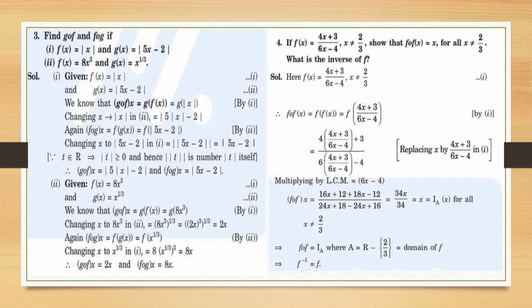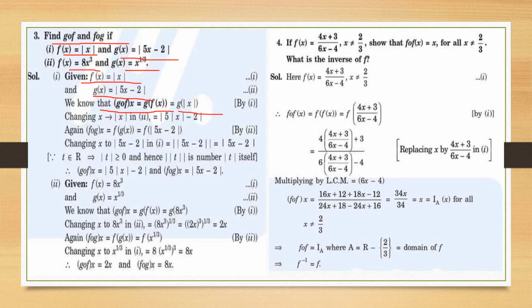Question number 3 is find g∘f and f∘g if f(x) is mod x, g(x) is mod of 5x minus 2. And similarly for the second case, f(x) is 8x cube, g(x) is x raised to power 1/3. So f(x) is your mod x, g(x) is mod of 5x minus 2. Now we know g∘f of x is g of f(x). Like who is f(x) here? g of mod x, right?